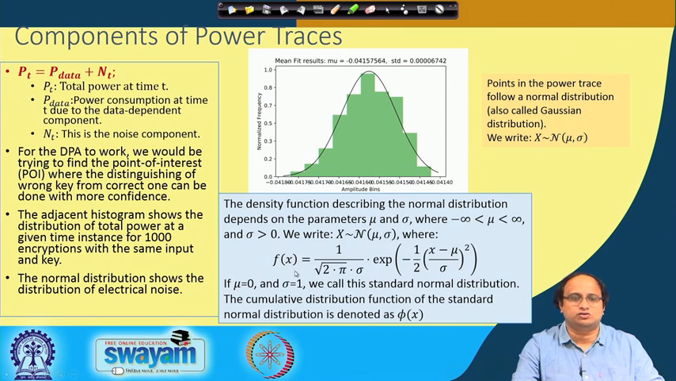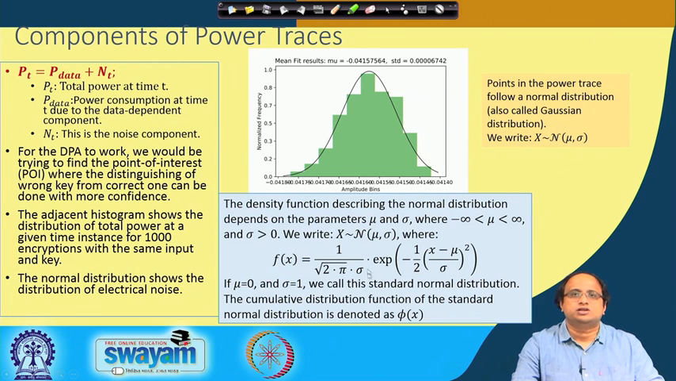This is the density function for the normal distribution. Now, the density function describing the normal distribution depends upon the parameters mu and sigma, the mean and the standard deviation. Of course, the mean can be anything between minus infinity to plus infinity, and sigma is essentially greater than 0. The usual way of saying that x follows a normal distribution is by using this notation, N with parameters mu and sigma, and if you say so, then it implies that your density function f(x) is essentially given by this equation.